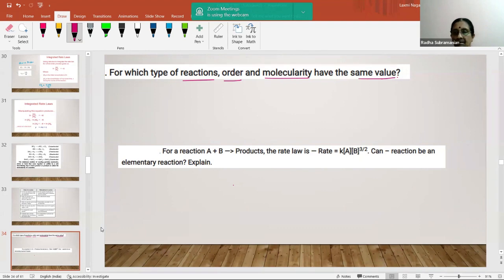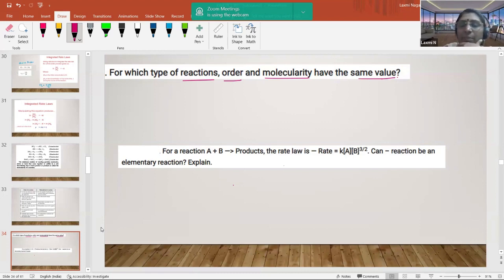Can we give any catalytic reaction where the order is 0, but molecularity is not 0? Yes, teachers? Pseudo order reaction. Yes, pseudo first order reactions. Very nice, sir. Good.